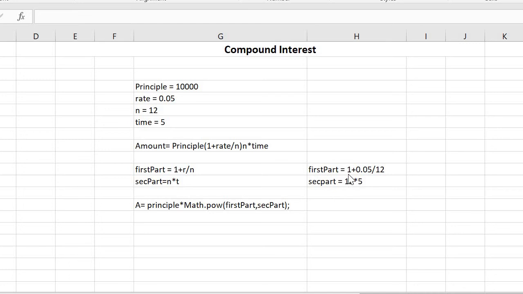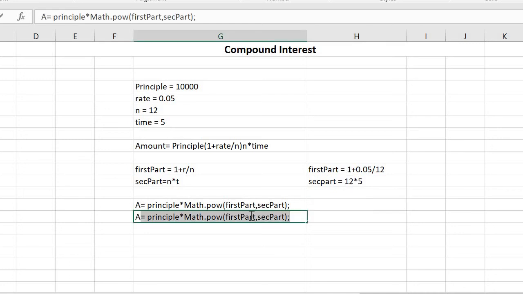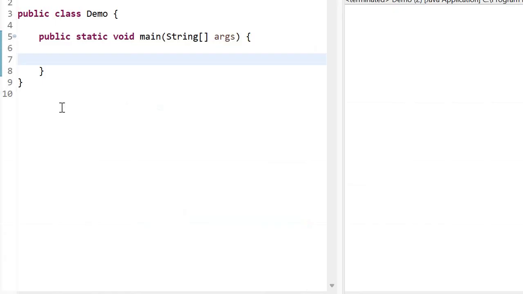After calculating the complete values, the result we get is amount equal to 12833.586. I have used a calculator for calculating the values. You can also do the same. So this is how compound interest works. Let us now move to the coding section.